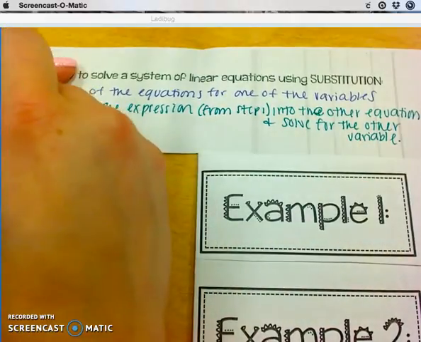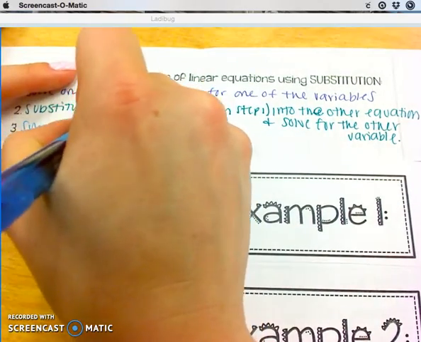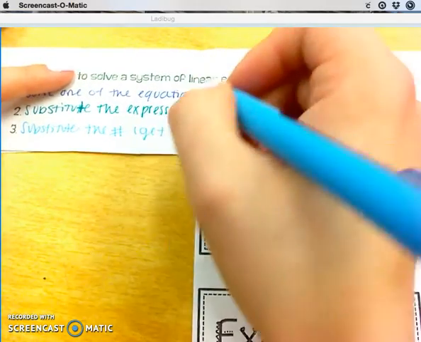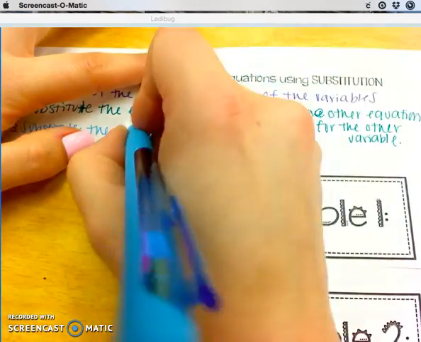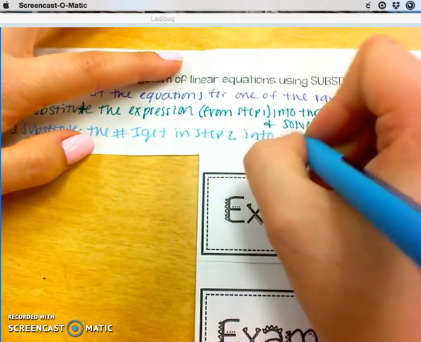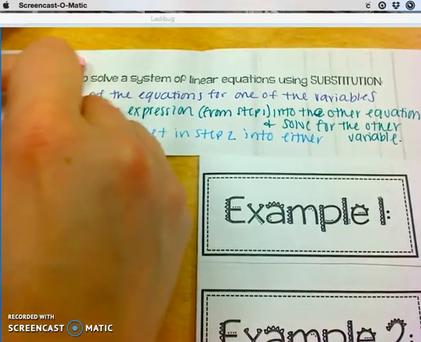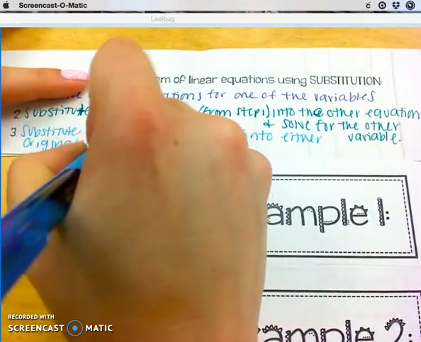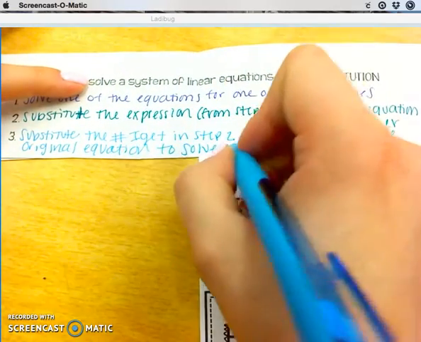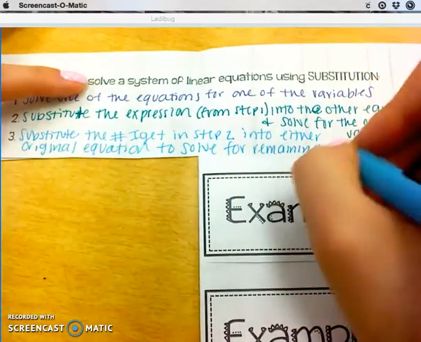Then I'm going to substitute the number I get in step 2 into either original equation to solve for the remaining variable.